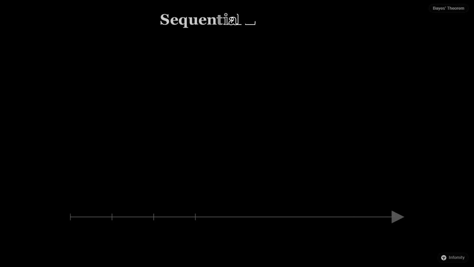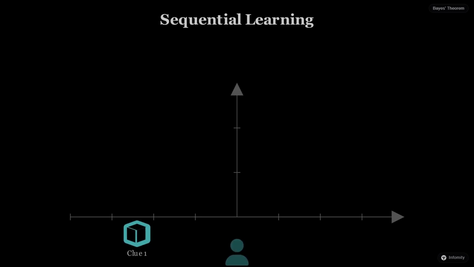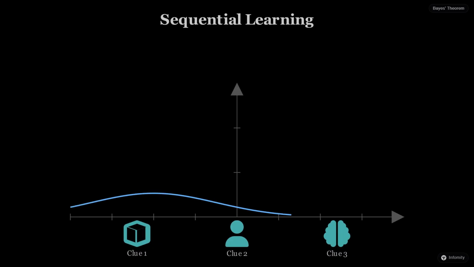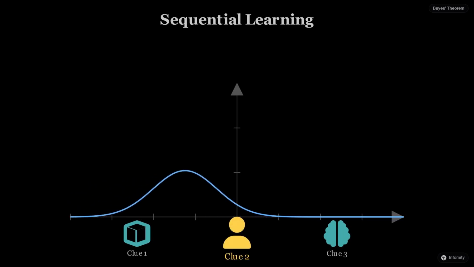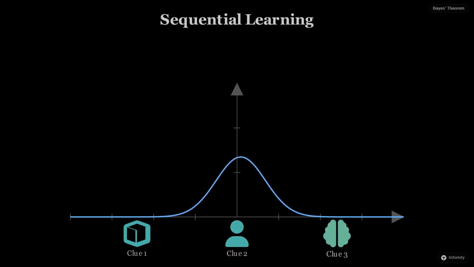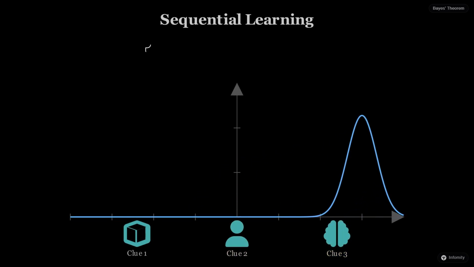The most beautiful part of this theorem is that it is recursive. Today's posterior becomes tomorrow's prior. As our detective finds clue after clue, a fingerprint, then a witness, then a motive, the probability distribution keeps shifting. Each piece of evidence builds on the last. We are constantly updating our map of the world as new data flows in. We don't just reach a conclusion once, we are in a constant state of becoming more certain as the evidence trail unfolds.